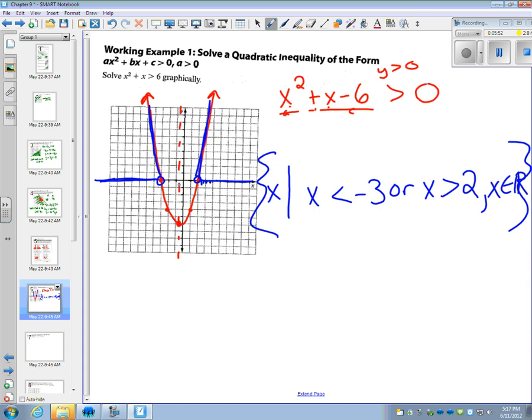greater than 0. So let's choose a test point. Let's see if that's true. Okay, so let's choose this point right here. That is x is equal to 1, 2, 1, 2, 3, 4, 5.